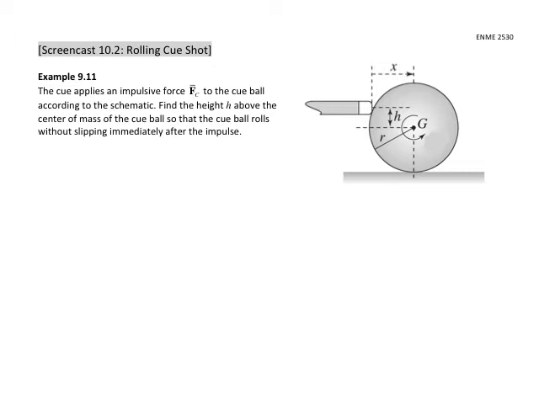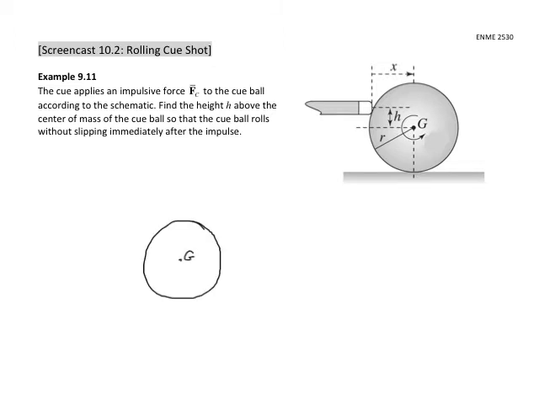And so to make the cue ball roll immediately after the strike, that means we need to hit it with a top spin. And so in this problem, we're applying an impulsive force, Fc, to the cue ball, according to the diagram. So we want to find the height above the center of mass of the cue ball that we need so that the cue ball rolls without slipping immediately after the impulse. So we're applying the impulse at time 1, and at time 2 the cue ball should be rolling, not sliding.